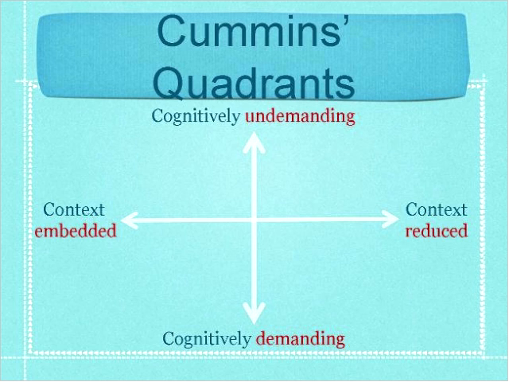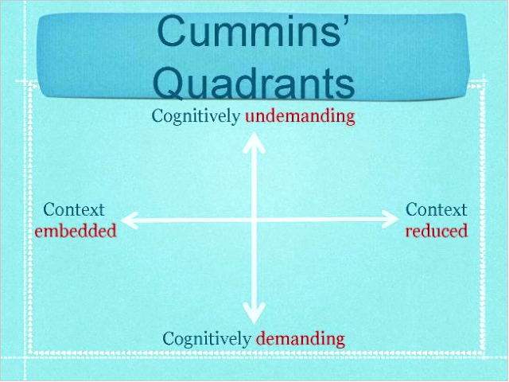On the right-hand side of the quadrant, if we look at the top part, cognitively undemanding and context reduced, we might think, for example, of a phone call to a friend, a chat on the telephone, where we can't see our friend, and so it is context reduced, but nevertheless it is undemanding. We're chatting about things we've done, things we're going to arrange to do, and so on.